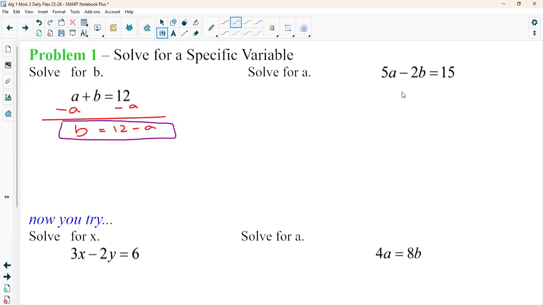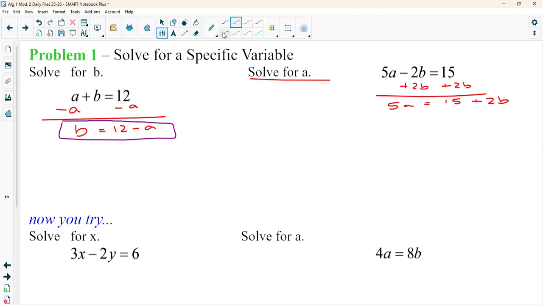We can do the same thing over here. We want to solve for a in this case. So this is our a. We want to get rid of the thing not touching it. So the thing not touching it is this 2b. So we're going to add 2b to both sides. I'm left with 5a is equal to 15 plus 2b.